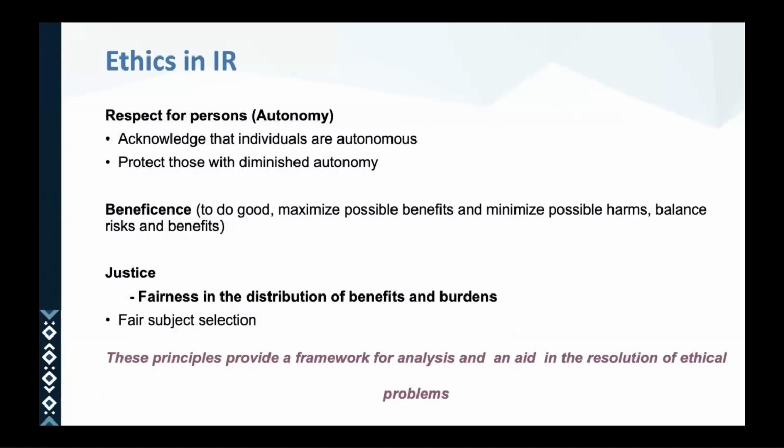First of all, there is respect for persons. You have to acknowledge that individuals are autonomous, and you protect their diminished autonomy. There are individuals that have diminished autonomy, vulnerable populations that you ought to protect. Then for beneficence, aim to do good, maximize possible benefits and minimize possible harms. You balance the risks and the benefits.